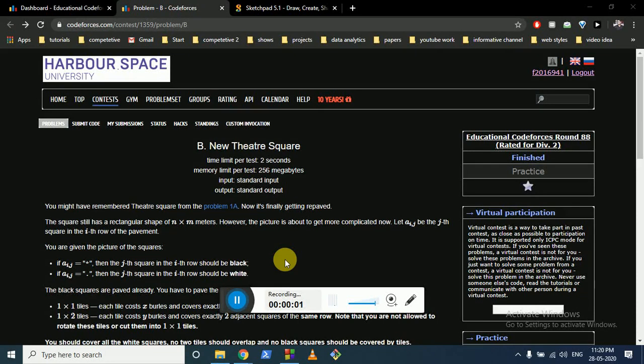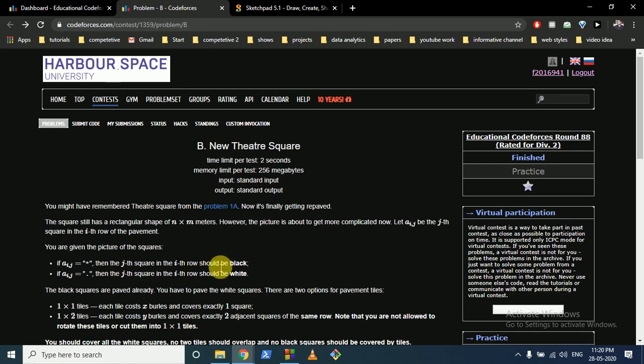Hello friends, so today we're going to discuss problem B from Educational Codeforces Round 88, problem name New Theater Squares. You can read the question statement, but the statement states that you are given a rectangular ground whose dimensions are n times m meters, and you have to put blocks there whose dimensions are given.